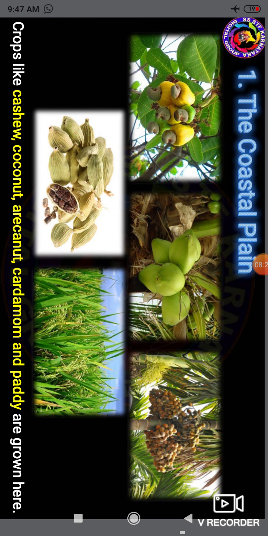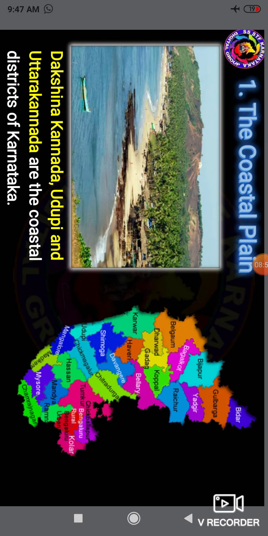In Dakshina Kannada, crops like cashews, coconut, walnut, cardamom, and paddy are grown in the main plains nearest to the coast, supporting agricultural development. And then Dakshina Kannada, Udupi, and Uttara Kannada are the coastline districts of Karnataka.